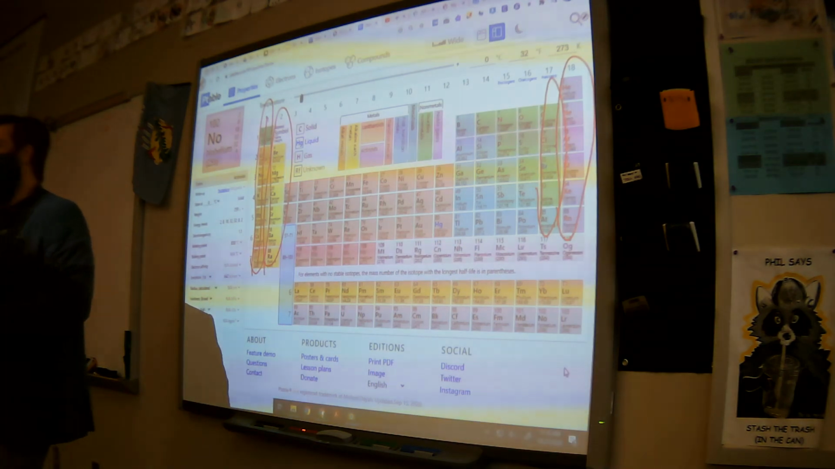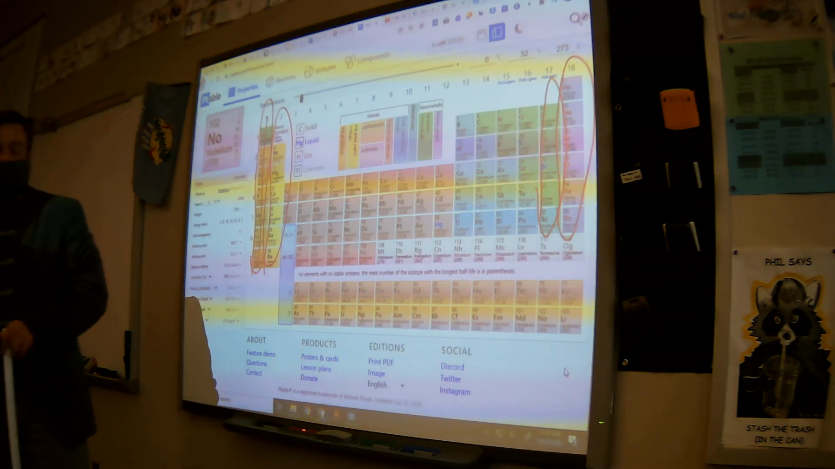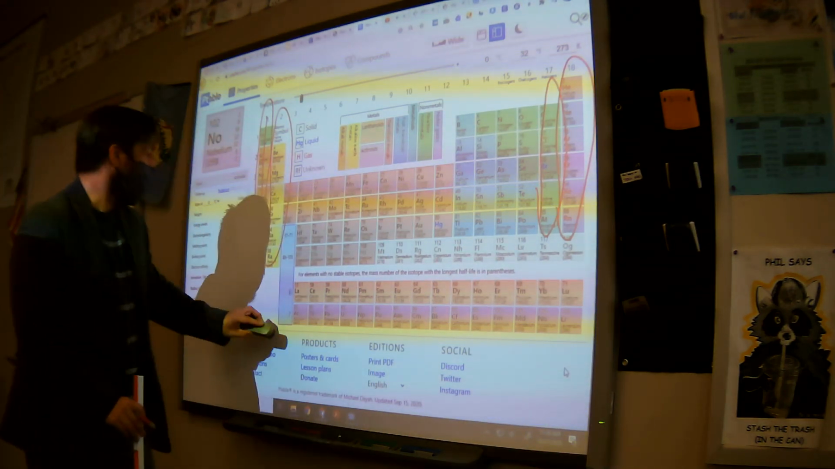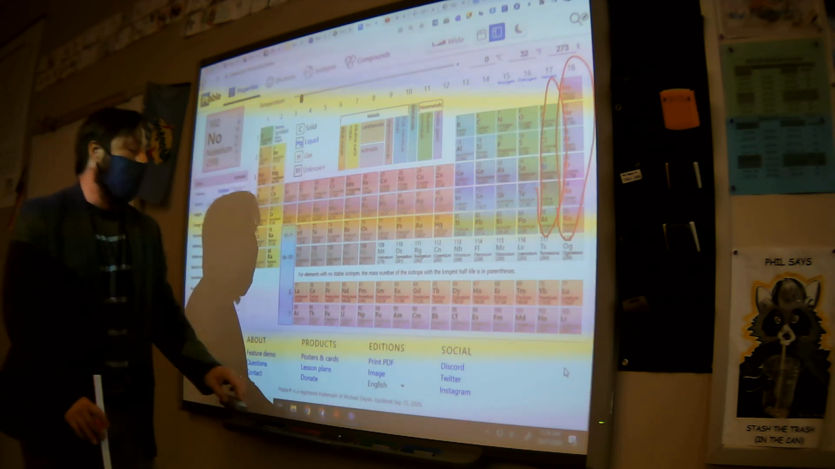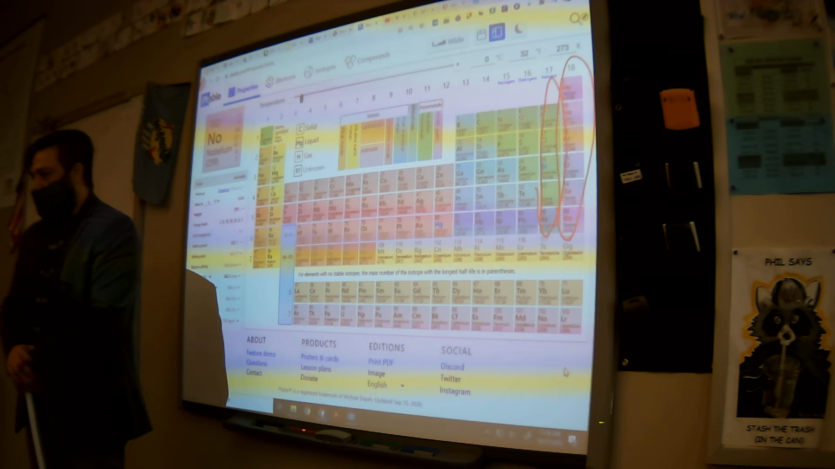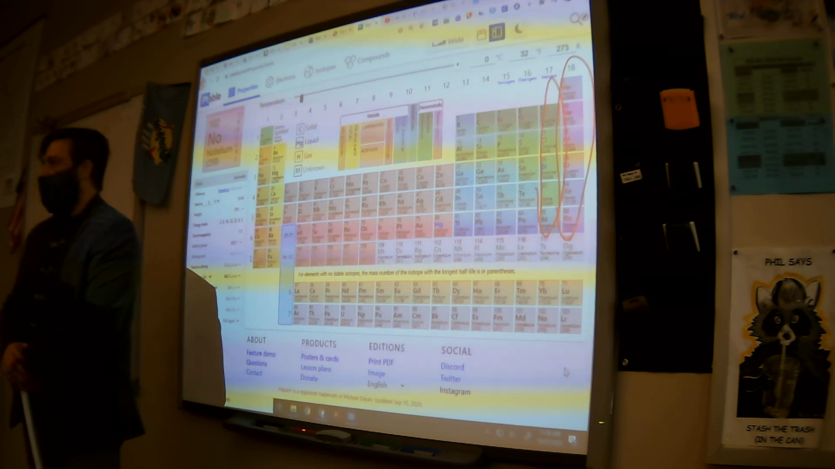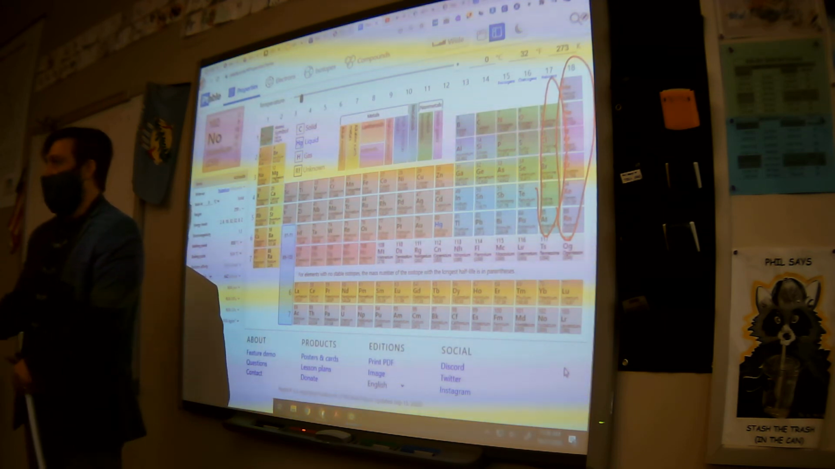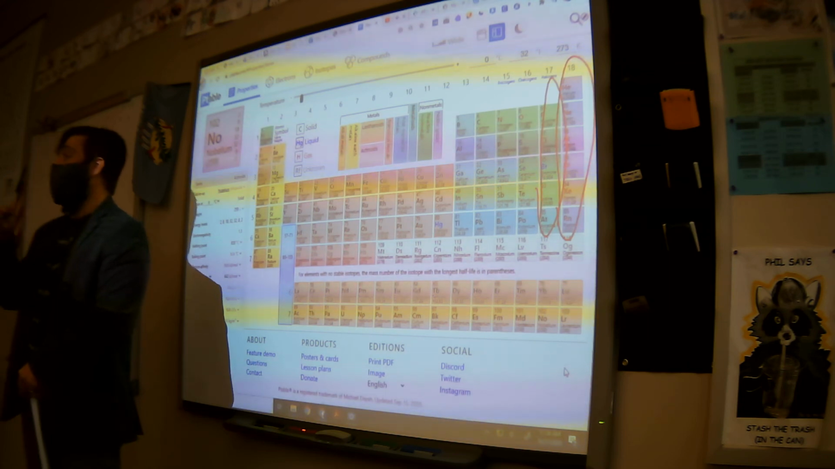are called halogens. Halogens are pretty important. They're used quite a bit in chemistry. They're movers and shakers. Why are they movers and shakers? Because they're really close to being a noble gas. Really close to being a noble gas, right?